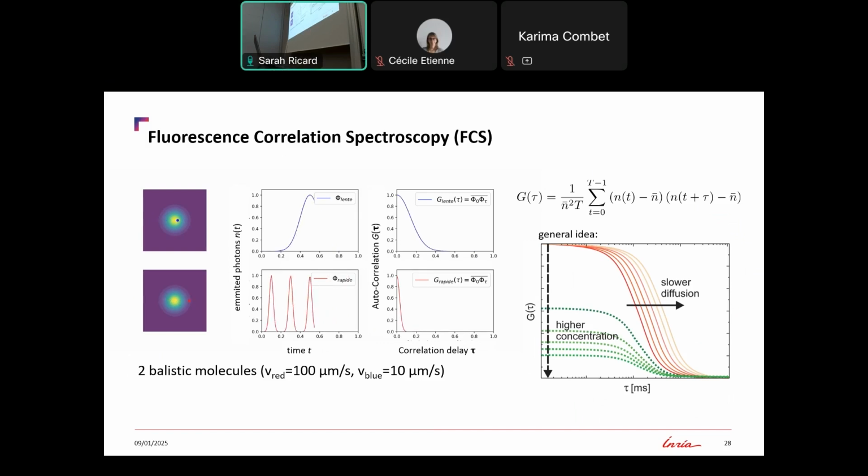You just take the number of photons, you autocorrelate the signal with itself, and you measure how the autocorrelation decreases with the autocorrelation delay. And the general rule of thumb is that if you move the autocorrelation to the right, the larger delay, you have slower diffusion, and if you decrease the amplitude of the autocorrelation, you have higher concentration. We will see that in a moment, right? So for me, it's a nice experiment.